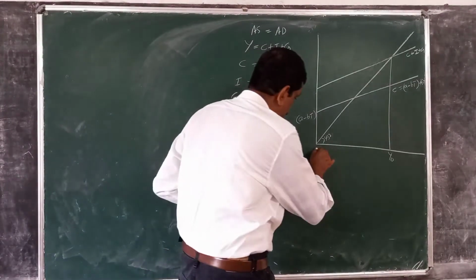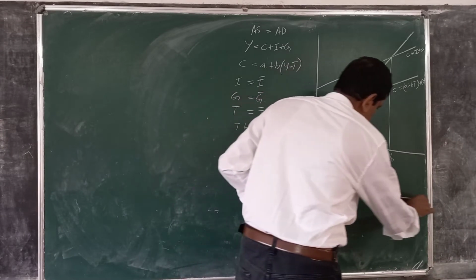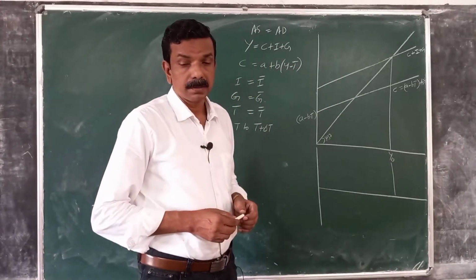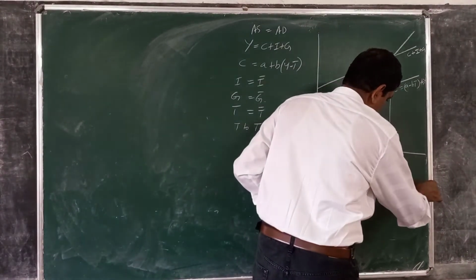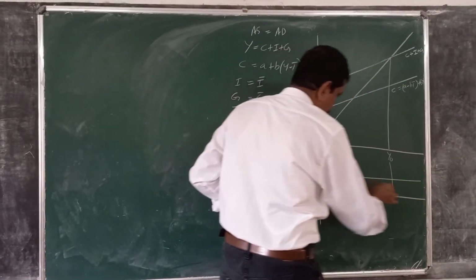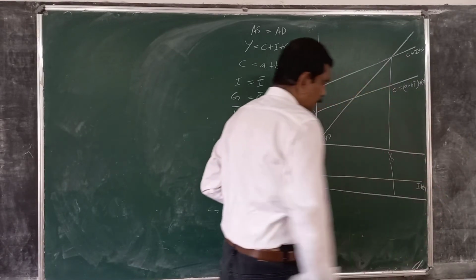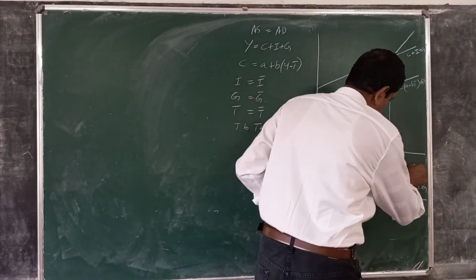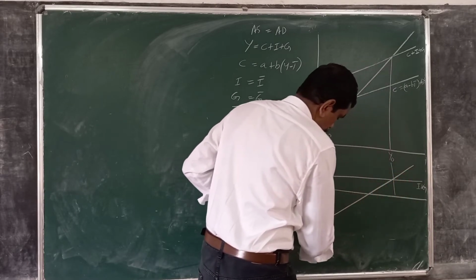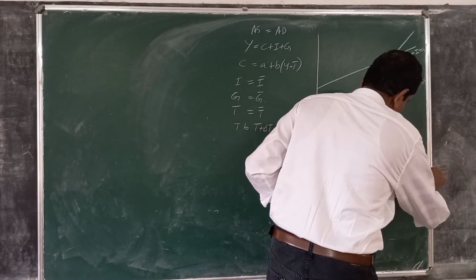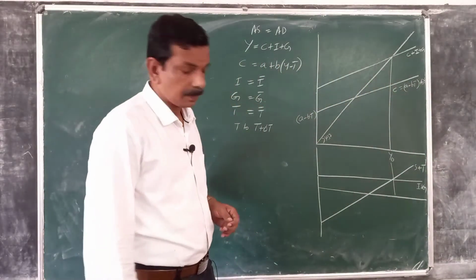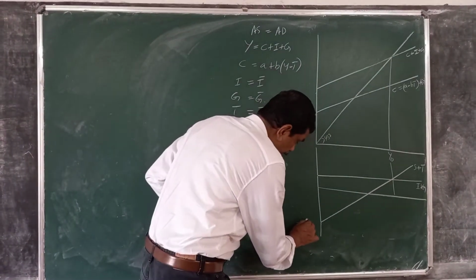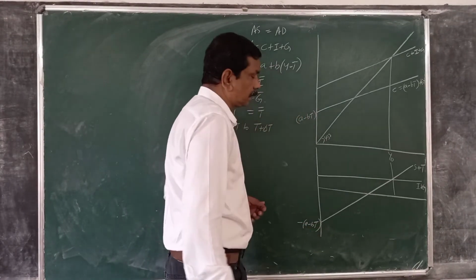Now, in terms of saving investment equality, this can be given as I plus G is equal to S plus T. I plus G is equal to S plus T, with the intercept of S plus T, as we have derived earlier, being minus of A minus BT.